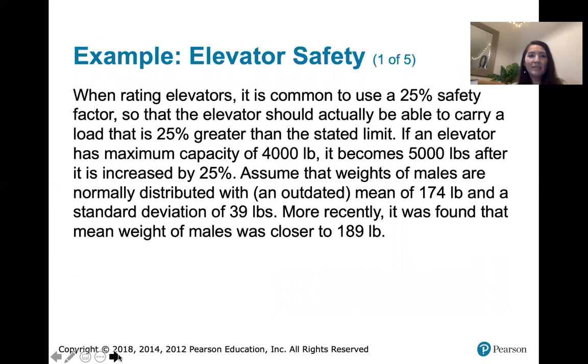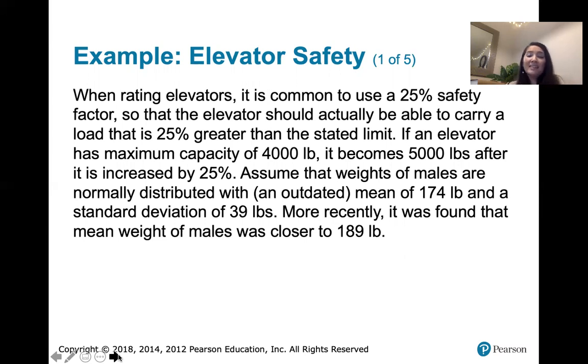So here's an example about elevator safety. It says, when rating elevators, it's common to use a 25% safety factor so that the elevator should actually be able to carry a load that's 25% greater than the stated limit. So let's say an elevator has a maximum capacity of 4,000 pounds. Well, that will become 5,000 pounds after we increase the weight by 25%. So even though it says 4,000 pounds, it can actually handle 5,000 pounds. Now, we're asked to assume that the weights of males are normally distributed with an outdated mean of 174 pounds and a standard deviation of 39 pounds.